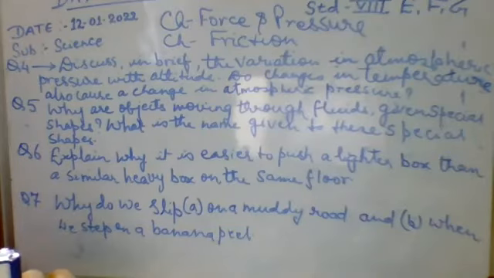Why are objects moving through fluids given special shapes? What is the name given to these special shapes? Answer: objects like aeroplanes, supercars, etc. are given special shapes so that they can travel faster through fluids. The name given to these special shapes is streamlined shape. Streamlined shape. Okay.